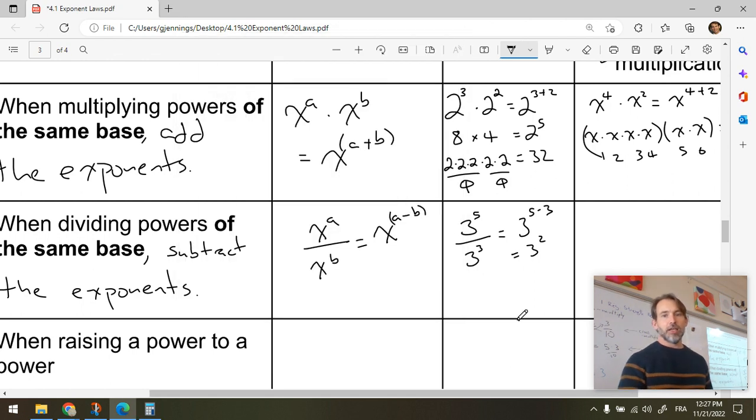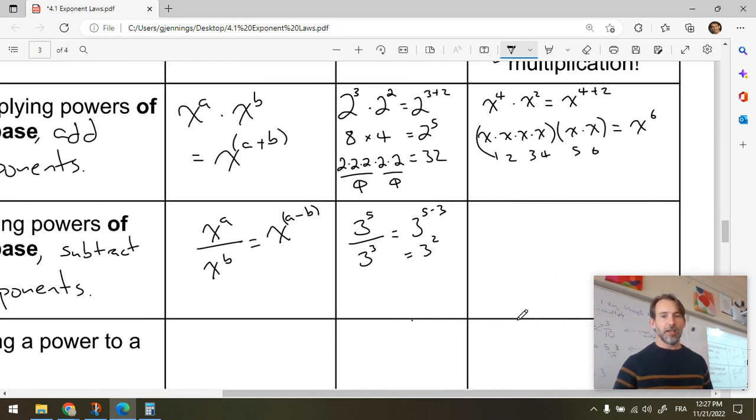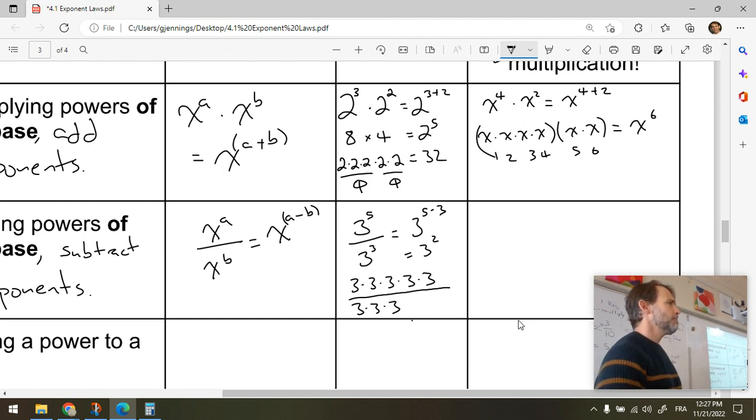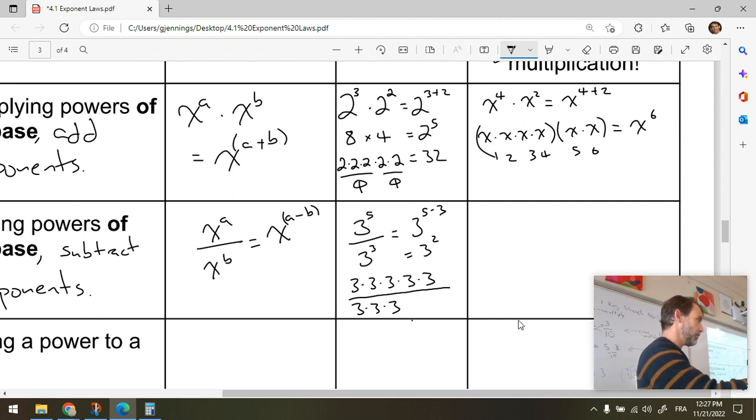Let's take a look. If I write that out with multiplication, it's going to look like this. 3 times 3 times 3 times 3 times 3 is 3 to the 5, divided by 3 times 3 times 3. Well, what's 3 divided by 3? It's 1. And that's why 3 to the 0 is 1. Because it's like 3 to the 1 divided by 3 to the 1. You subtract the exponents. 1 minus 1 is 0. It's another way to know that.